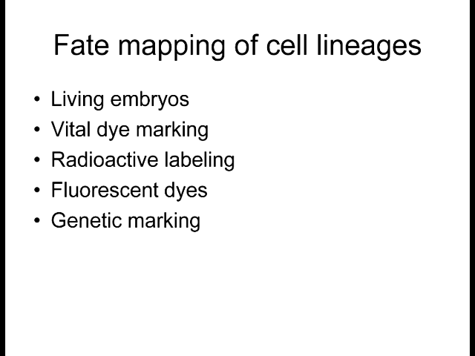But in a lot of cases, you really can't tell just by looking at the cells. You can't follow the cells. And that's really what fate mapping is all about, following where those cells go in the earliest stages of development. So one of the things we can do is put a dye in it. That's what vital dye marking is: you can inject a dye that really doesn't affect the cell too much. There are some dyes that are better than others. And then you can follow the cell.